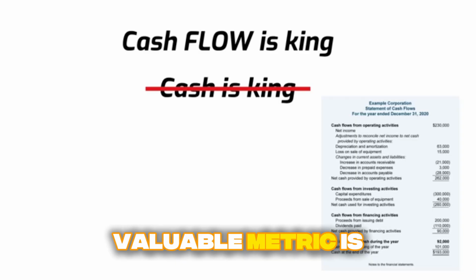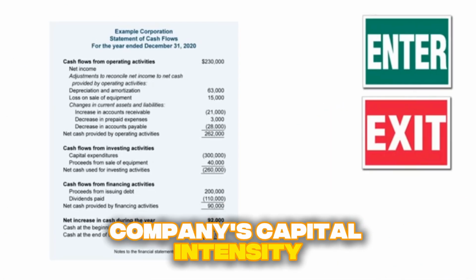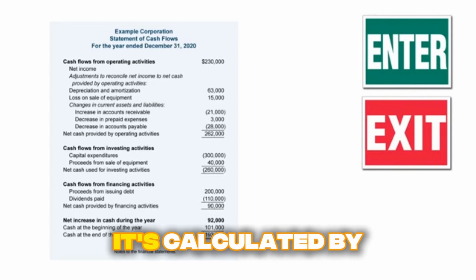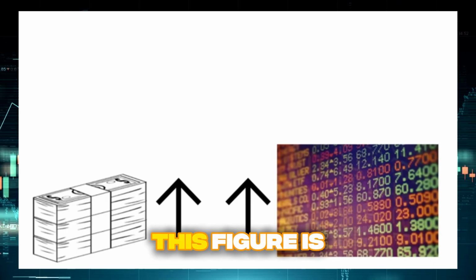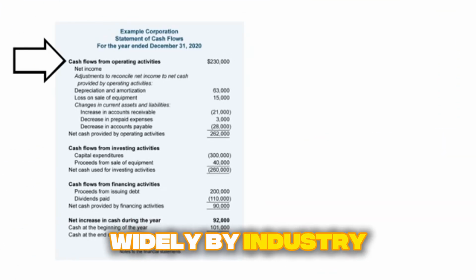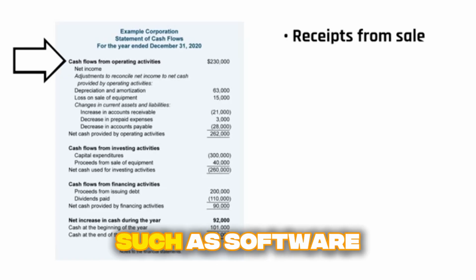Another valuable metric is CapEx as a percentage of sales, which measures a company's capital intensity, basically, how much it must spend to maintain and grow operations. It's calculated by dividing the net CapEx by total revenue. For Coca-Cola, this figure is around 3% of sales each year. This number varies widely by industry since some sectors, like railroads, are far more asset-intensive than others, such as software.